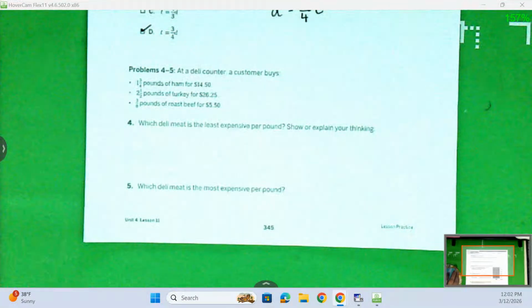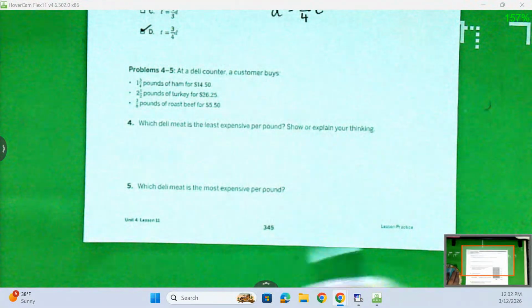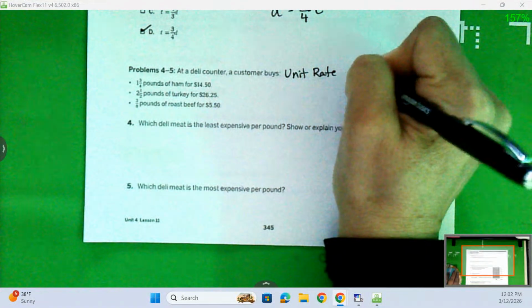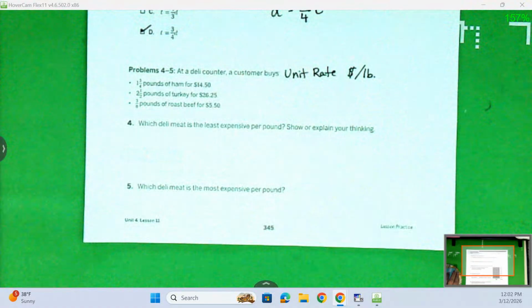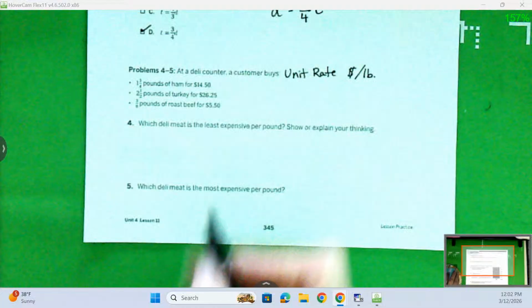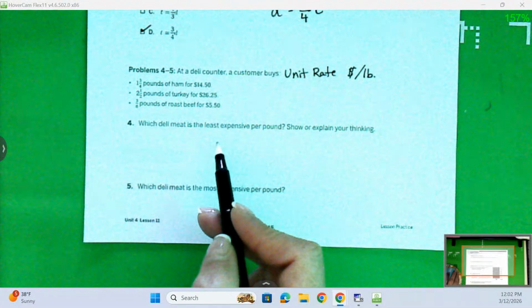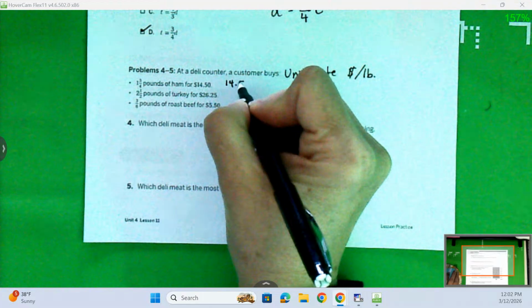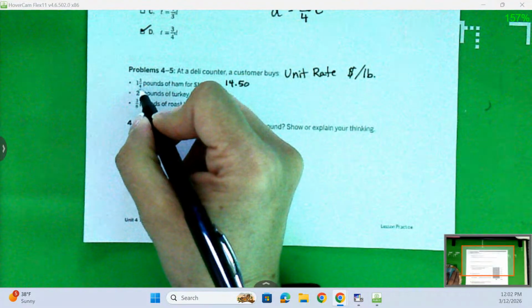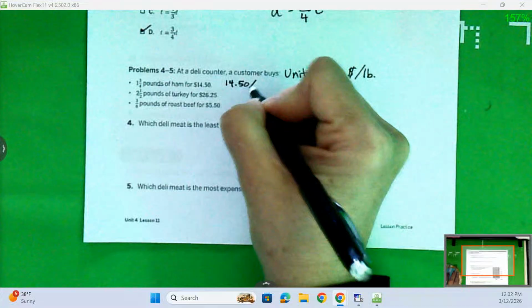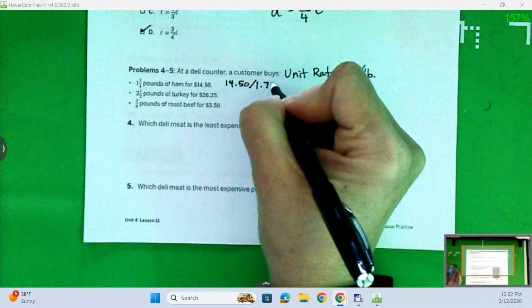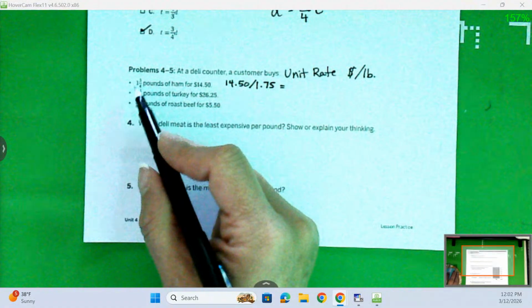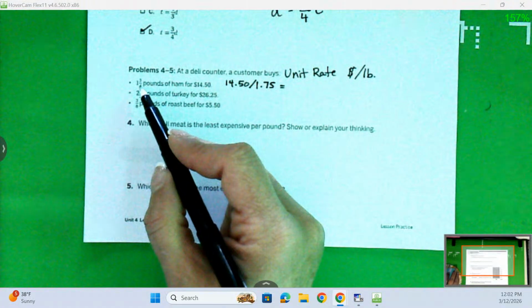So we are solving prices per pound. Okay, that means we're going to be working on looking at our unit rate and price per pound. So that means we're going to be doing some dividing. So we're going to do each one of these so that we can answer questions 4 and 5. Looking at ham, it is 14.50 for 1 3/4 pounds. 1 3/4 is the same thing as 1.75. So I'm going to just divide by the decimal, but you're welcome to do this with a fraction. Get your mixed fraction in there.